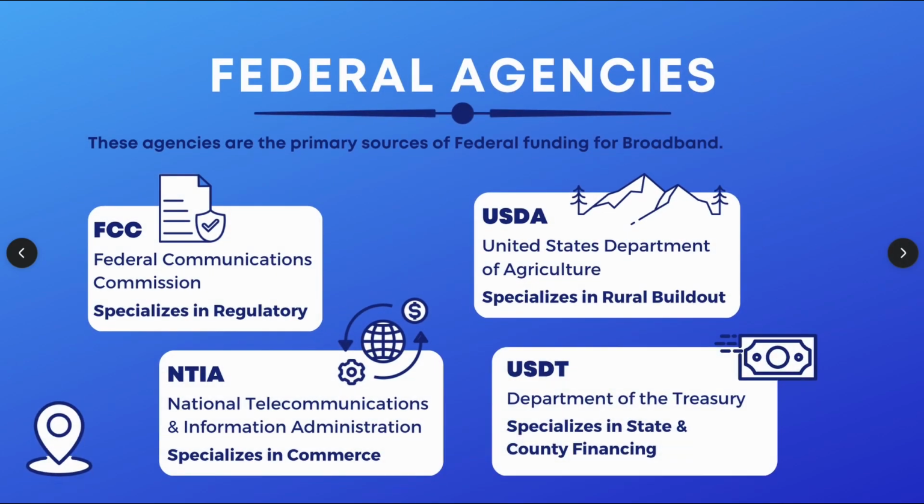This is a list of federal agencies that are typically the sources of federal broadband funding. The FCC, which oversees regulatory matters, the USDA, which specializes in rural projects, the NTIA, which is focused on commerce, and the U.S. Department of Treasury, which specializes in funding state and local governments.